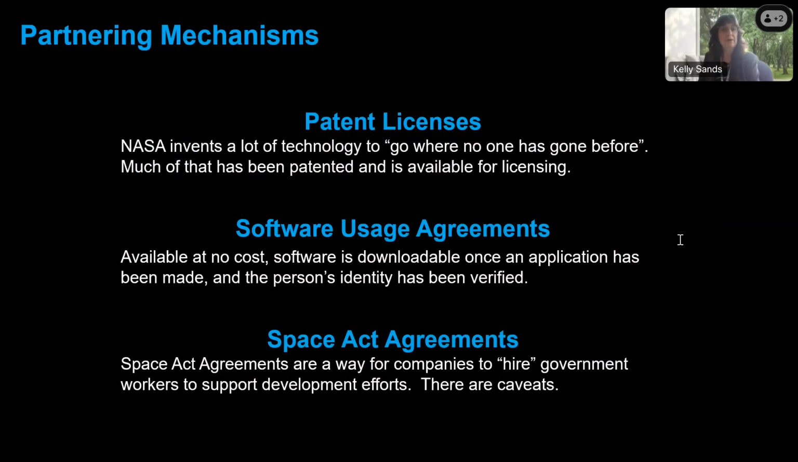And we have some partnering mechanisms, ways to work with us. One of those is patent licenses. We have a lot of technology that is available for licensing. As I mentioned before, we also have software usage agreements. Software is available at no cost, and software is downloadable once an application has been made and the person's identity has been verified. And Space Act agreements. Space Act agreements are a way for companies to hire the government workers to support development efforts. And each one is kind of unique, and there are caveats.